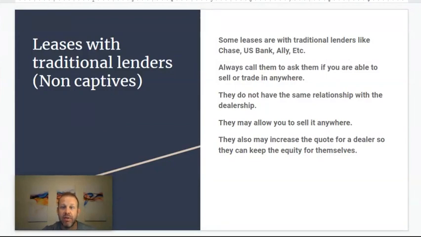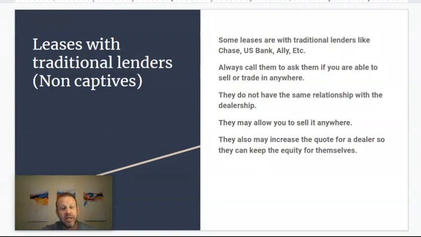So, some leases out there are with traditional lenders like Chase Bank, US Bank, Ally Bank, and plenty more. Because not all car dealers and car manufacturers have their built-in bank or finance company, like we've talked about before, called captive finance companies. So, you could very well have a lease with a traditional bank. Like if you have a Subaru, your lease is with Chase Auto Finance.